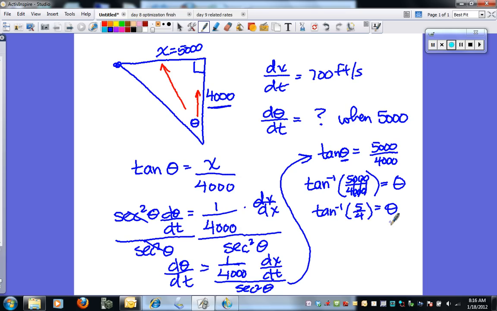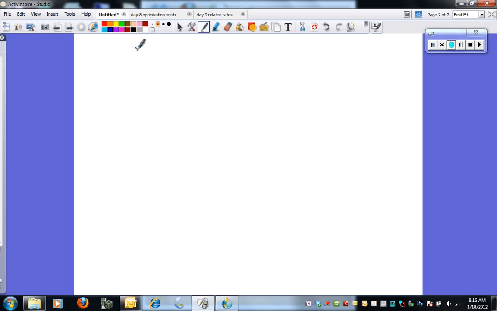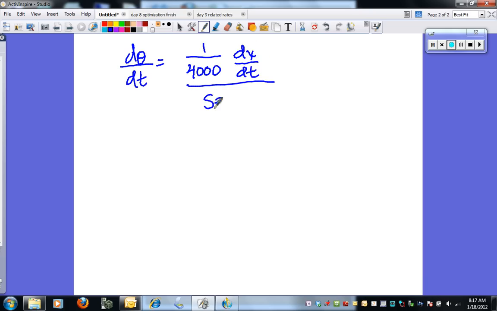And when I do this, remember the mode is radians. So we're going to have 0.896 radians is our theta. So now I'm going to take this, and I'm going to plug it into this equation. I'm going to go to a new screen so we have some space. So d theta dt is equal to 1 over 4,000 dx dt all over secant squared theta. Now we said that dx dt was 700 feet per second, so I will multiply that by 700.